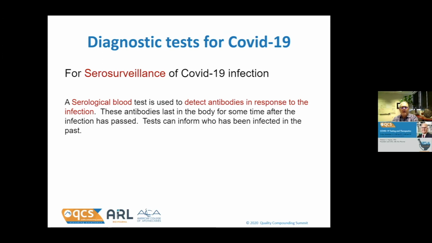Okay, for serial surveillance of COVID infection, a serological blood test is used to detect the antibodies, as we just talked about, the IgG and IgM. So if you have the antibodies, that serological blood test is detecting IgG or IgM in response to those infections. And these antibodies last in the body for some time after the infection has passed. And those tests can inform you if you've been infected in the past or not.